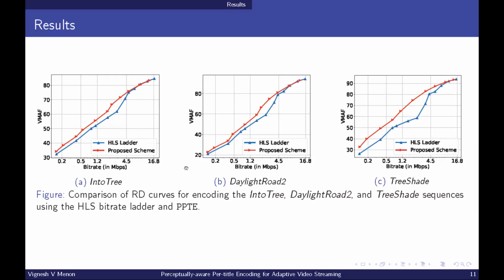Coming to the results of the proposed scheme, this figure shows the rate distortion curves of encodings of certain test sequences using the HLS ladder and the proposed scheme. It is observed that the proposed scheme yields higher or the same VMAF as compared to the HLS bitrate ladder encodings at the same target bitrates. Additionally, the proposed scheme determines RD points such that the average difference between the VMAFs of consecutive RD points is the input JND value.